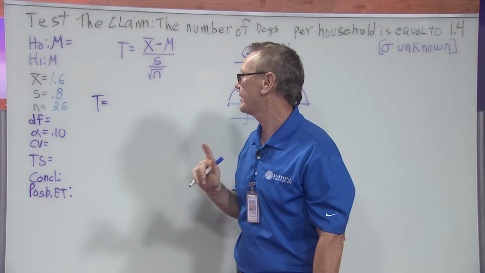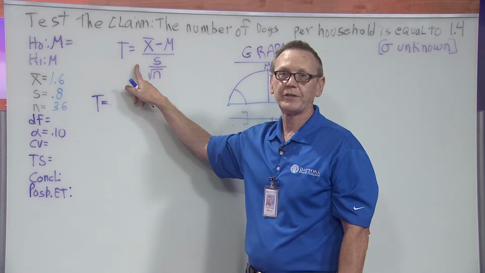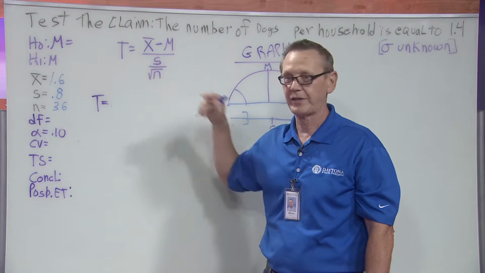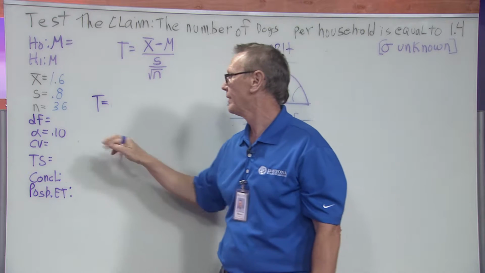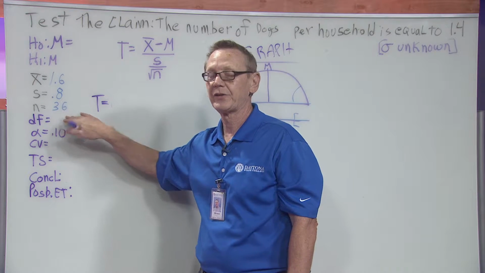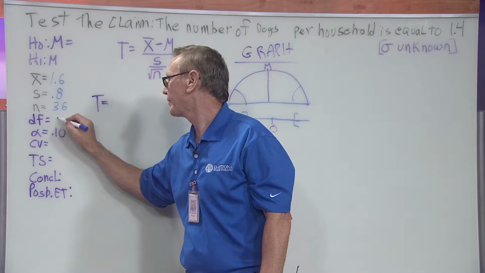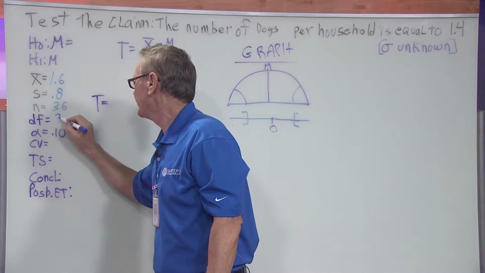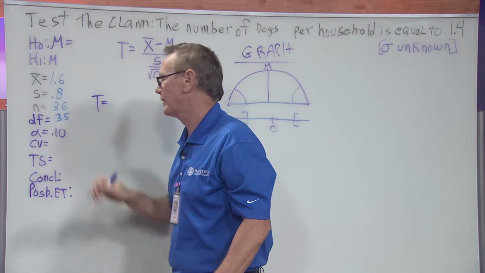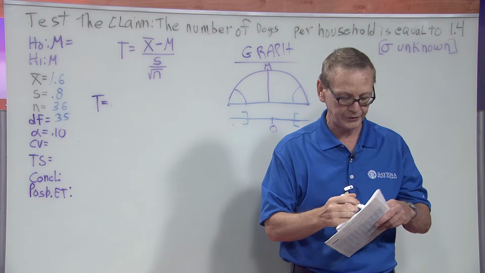Whenever you have that condition, you use a t-distribution hypothesis test statistic formula. It requires that we find a degree of freedom, which is n minus 1. So 36 minus 1 is 35.